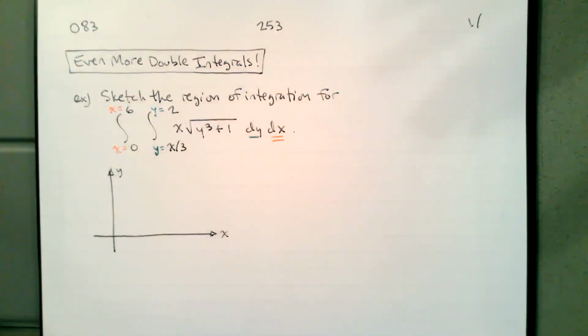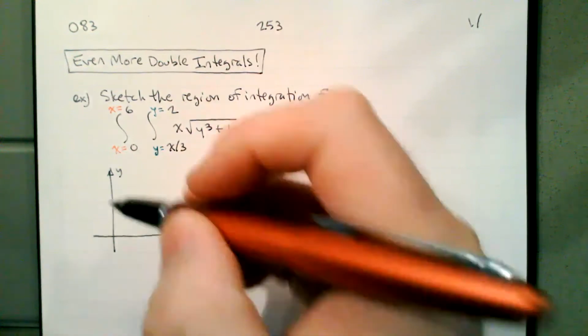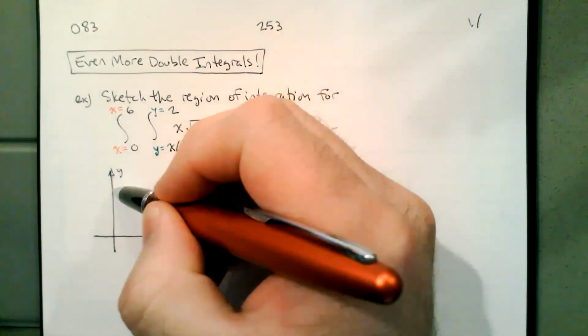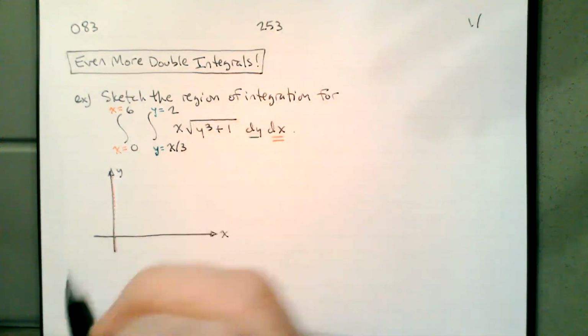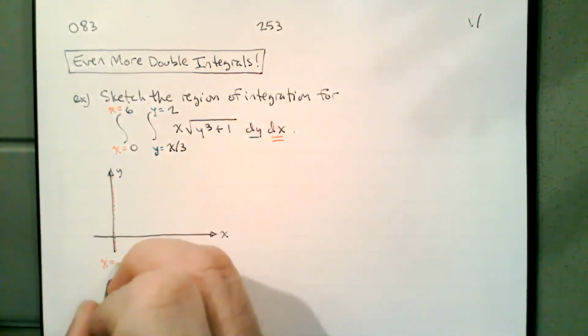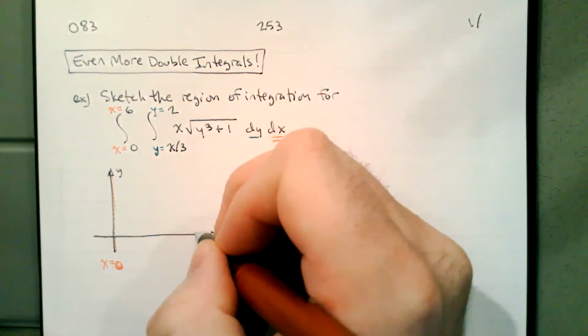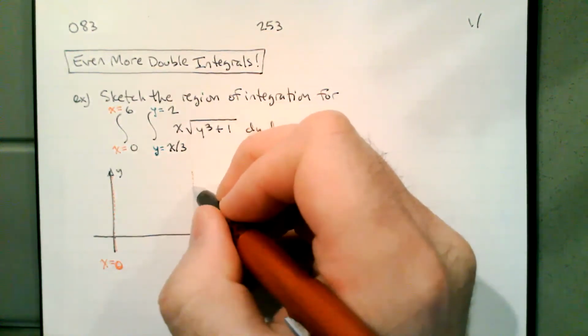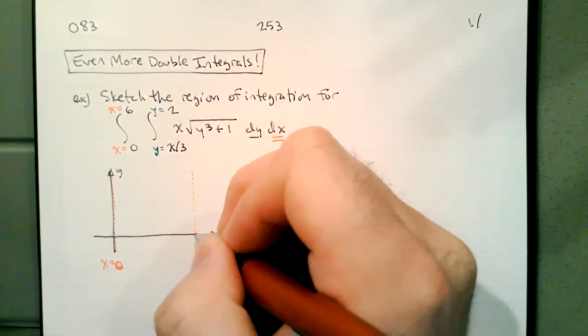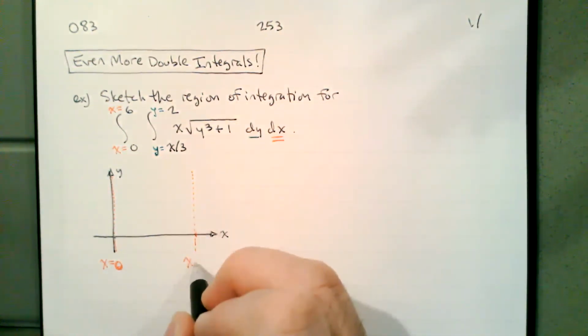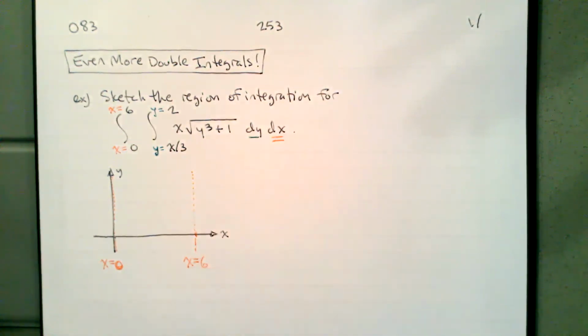We know that we want all the x values between 0 and 6. So I know I'm going to have x equals 0 on my left and x equals 6. So there are our vertical sides of the box that our region is going to fit into. The bottom of the region is going to be x over 3, and the top of the region is going to be a nice constant y equals 2. So I'm going to draw that in there.